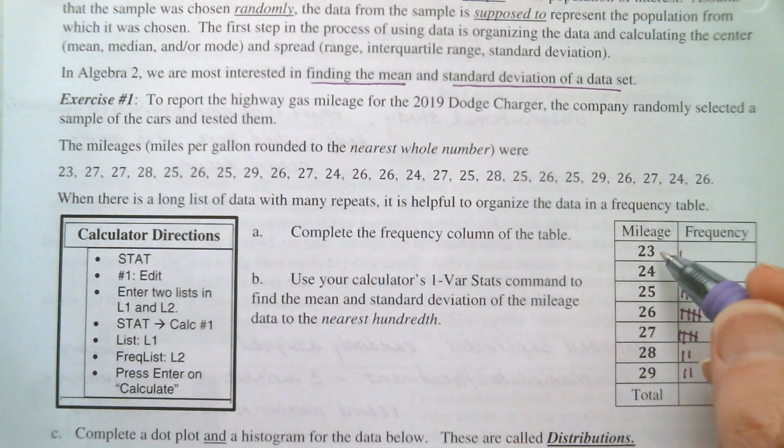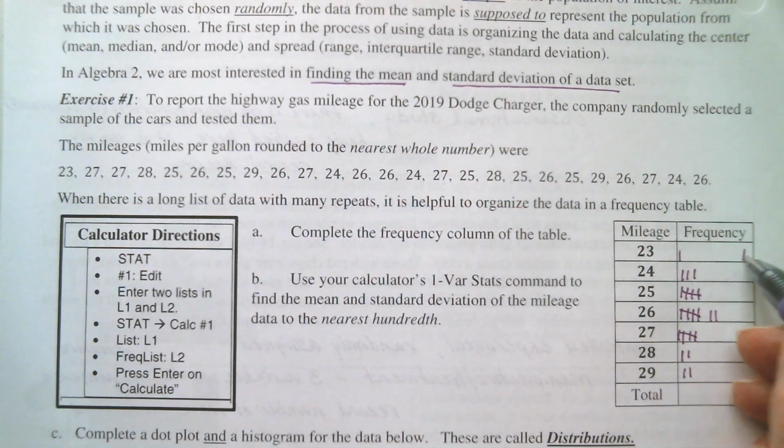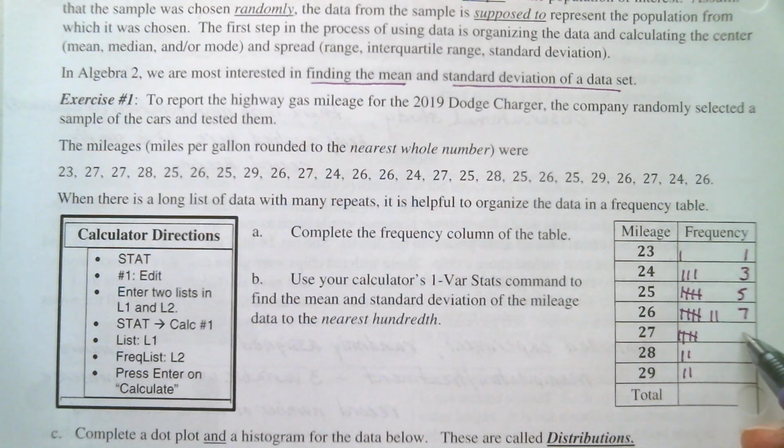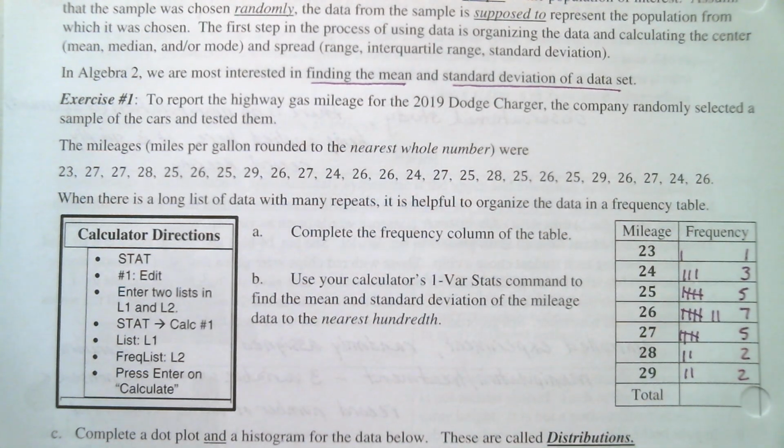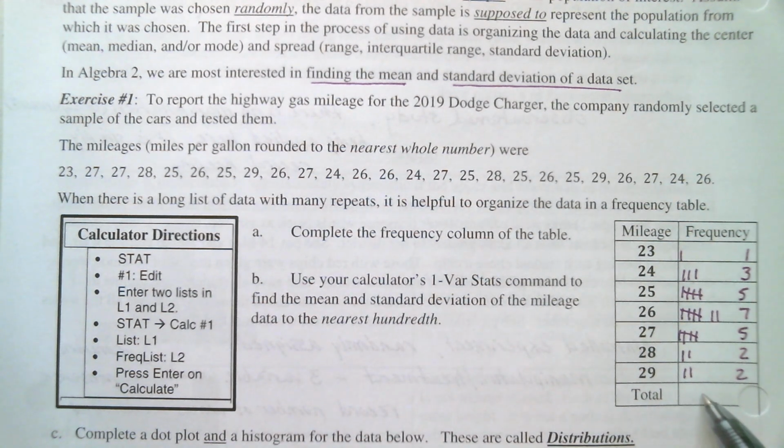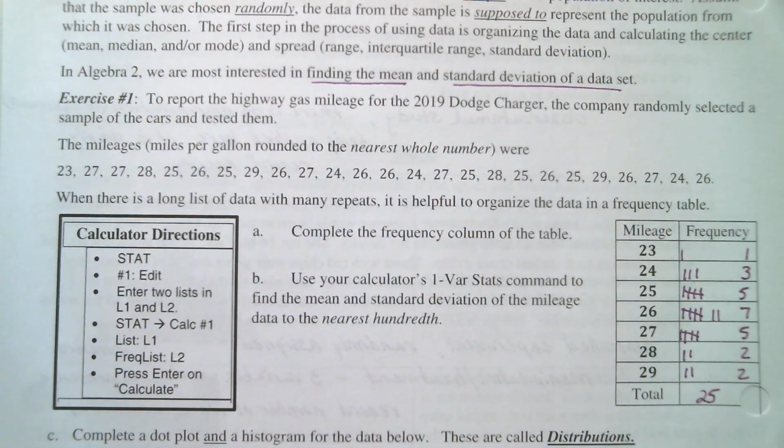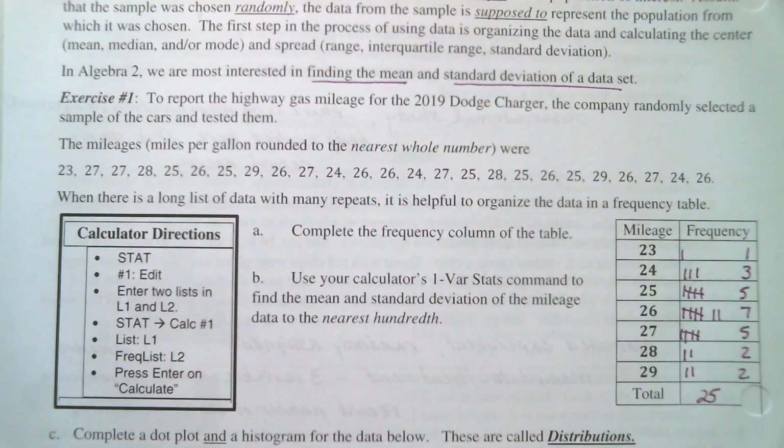So the frequency: the mileage 23 happened once, 24 three times, 25 five, 7, 5, 2, and 2. And hopefully that should total 25. That's 10, 16, and 9 is 25. I think I called these tick marks, also tally marks.